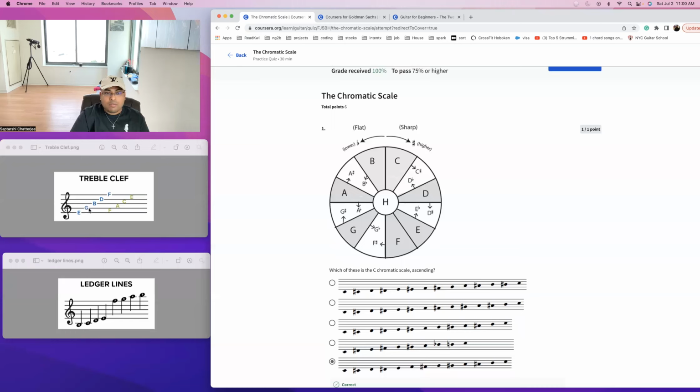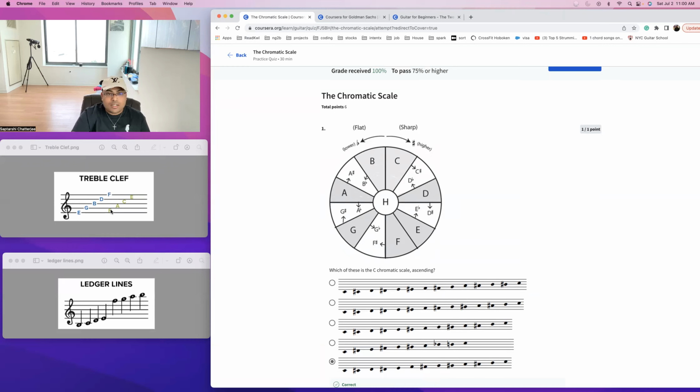So there are a total of 9 places, and they're marked as E, F, then on the line G, then on the gap A, on the line B, on the gap C, on the line D, again on the line E, on the line F. So basically E, F, G, A, B, C, D, E, F.